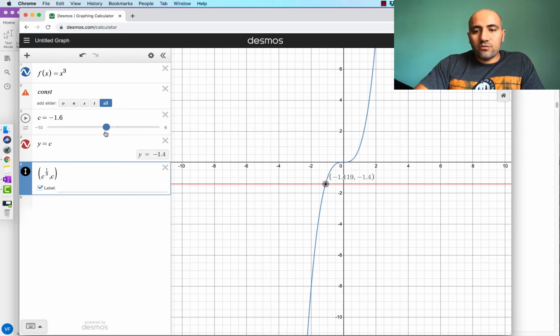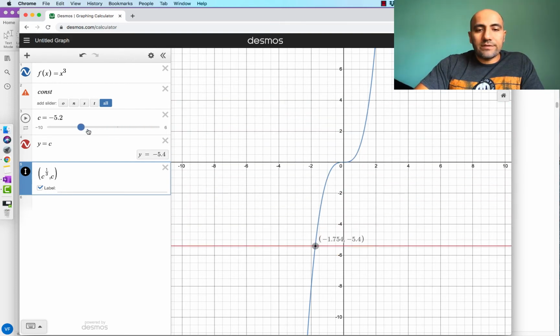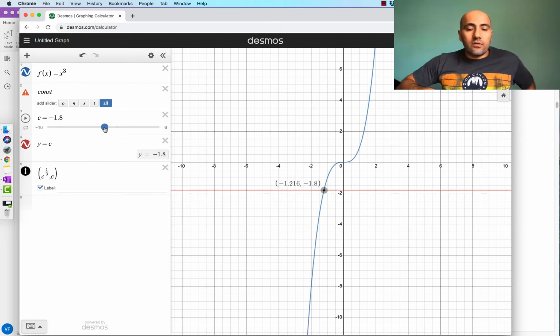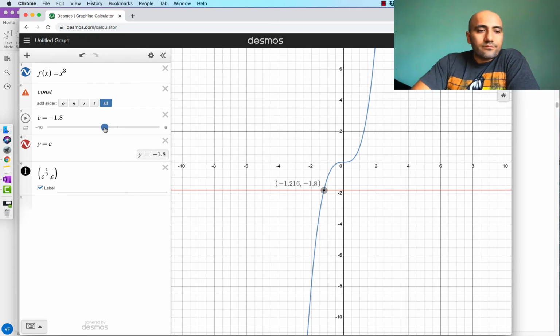So as we sweep it around, sweep it around, sweep it around, you see that it only ever touches it at one spot. The red line, the vertical line that goes up and down, only ever touches the blue line at one spot at a time. There's never a case where two different points touch. Right? So by the vertical line test, we can confirm that x cubed is 1-to-1. So that's one way to prove it. Graph it, do the vertical line test.